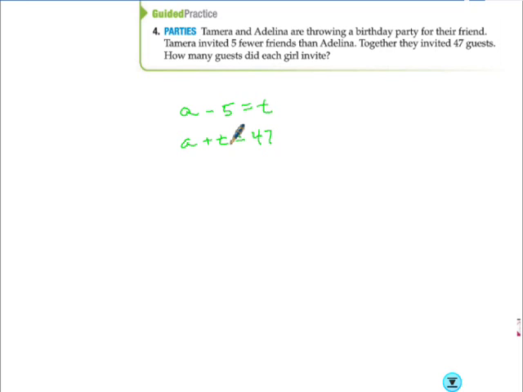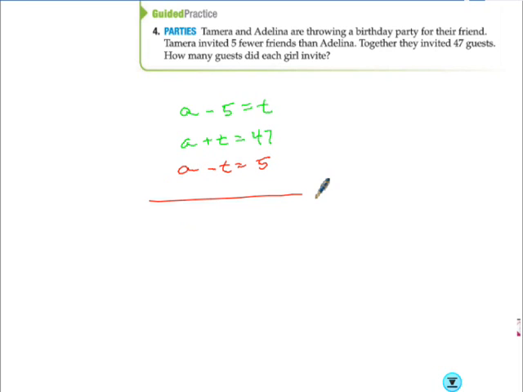I can't start here because they aren't lined up. So I'm going to add 5 and subtract T from the first one. I'm going to make this A plus T equals 5. Oops, sorry. A minus T equals 5. Now it's all set up and ready to go. Go ahead and pause it here and find out how many each of them invited.